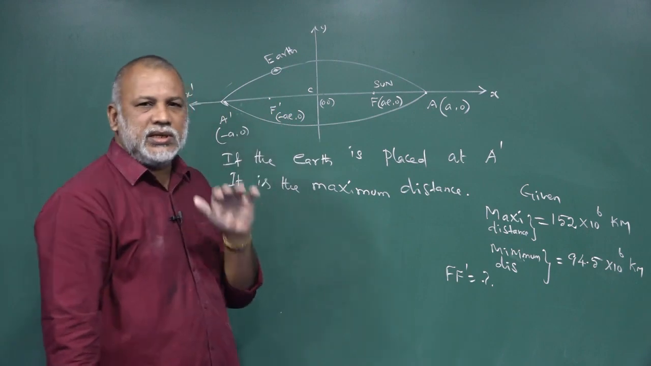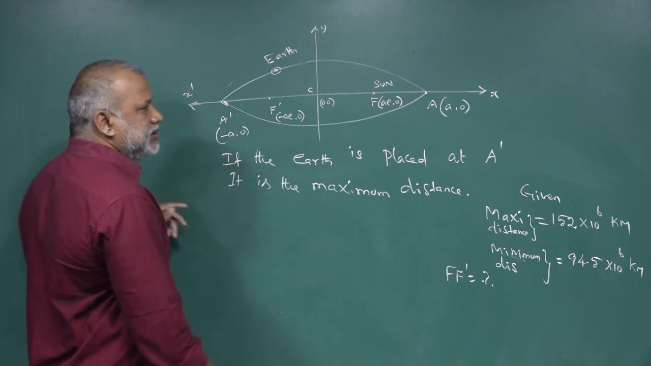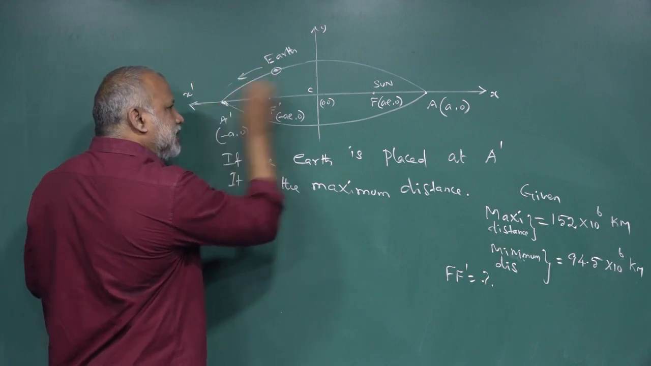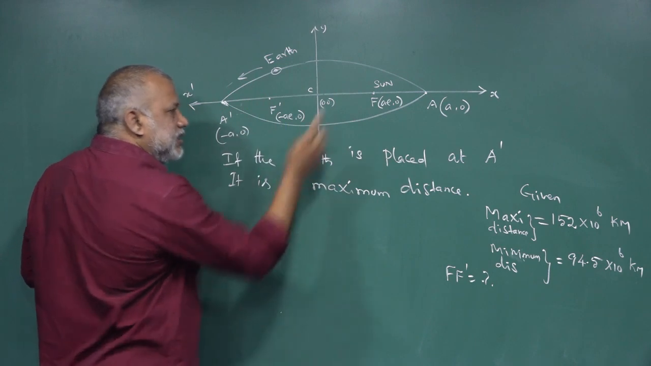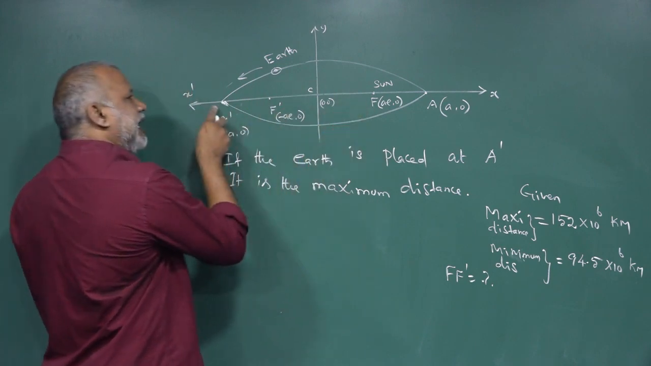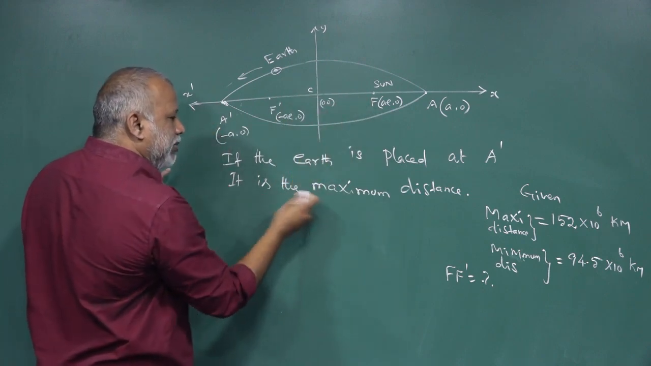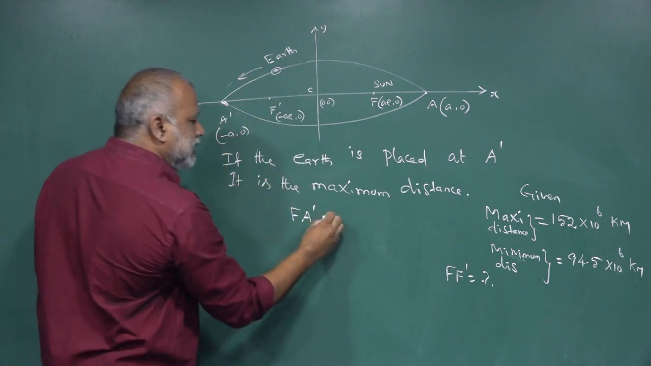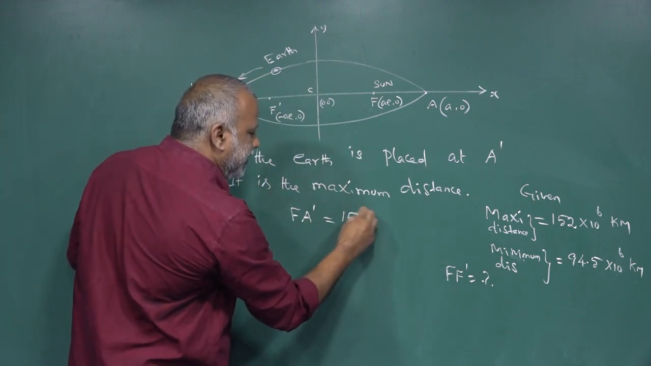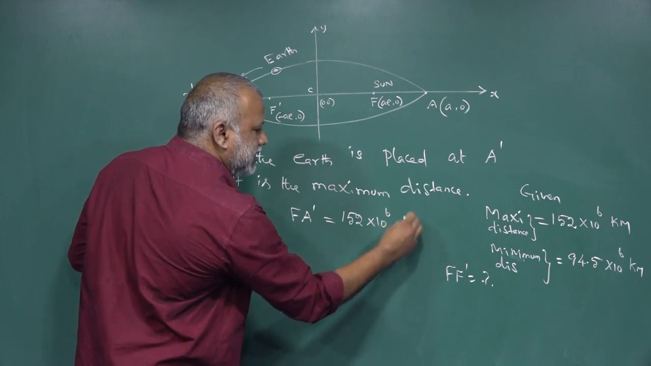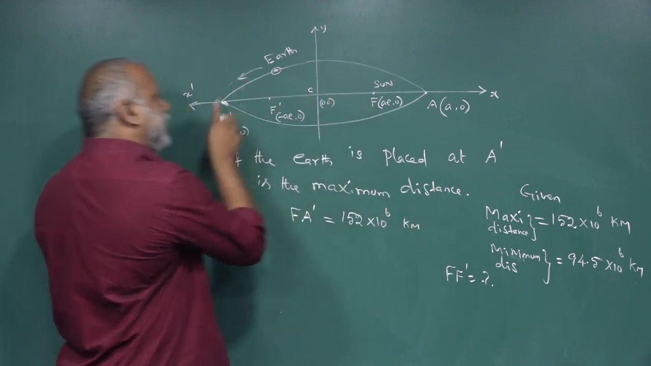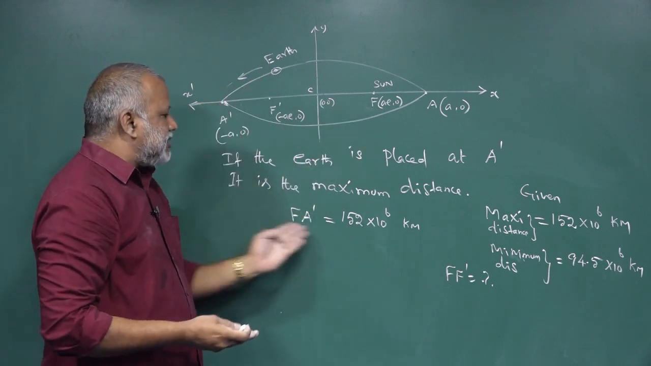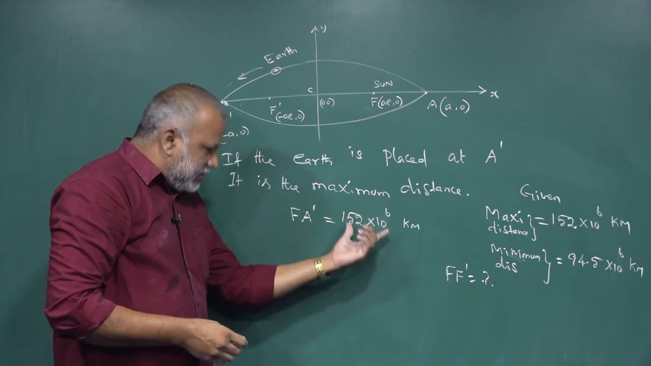So this is the first data we are taking. If the earth is moving along this path and is placed at A dash, then we are saying that is the maximum distance. The maximum distance is F A dash, from F to A dash, which is 152 into 10 to the power 6 kilometer. Because the earth is placed at A dash, only then is F A dash called the maximum distance. This is the given data.